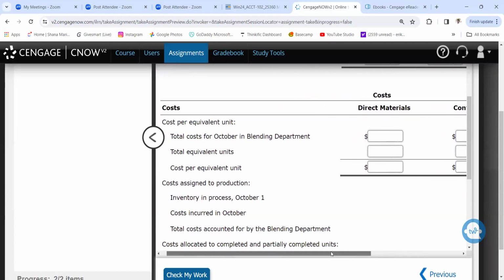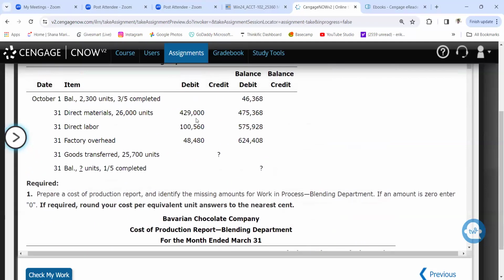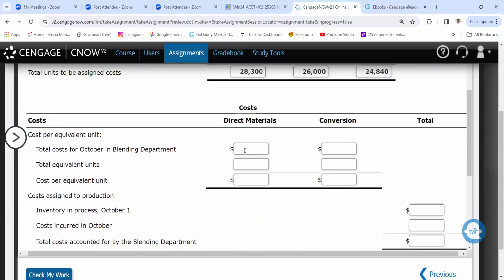Now we go down to step 3. This is a little better. Cost per equivalent unit. So we've got to first see how much DM was added for October. We go get these costs from up here. It says 429, so we go down here and put the 429.